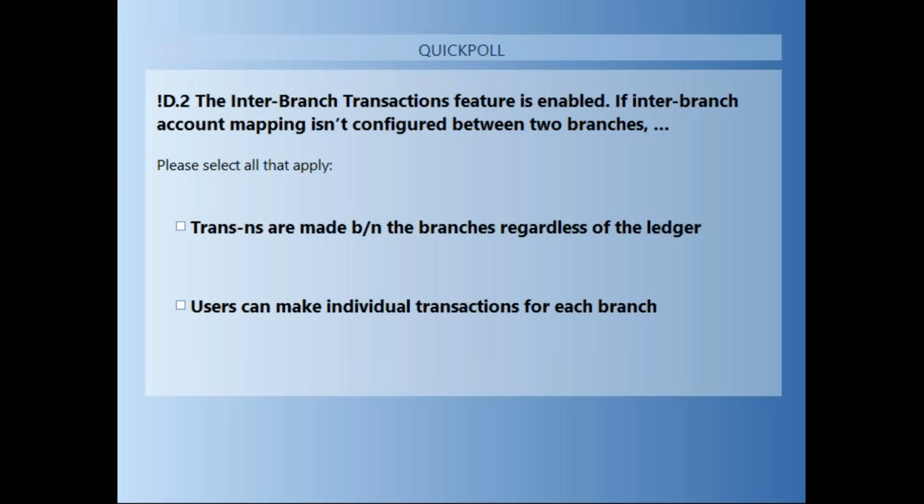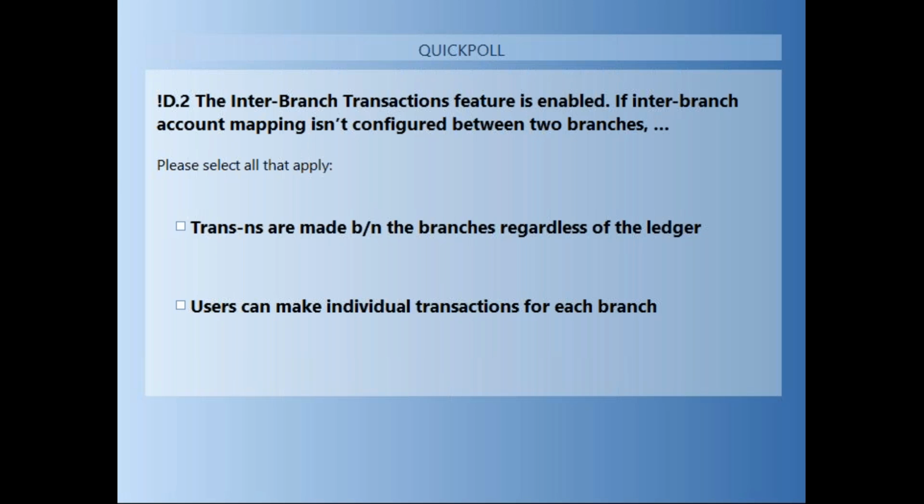The interbranch transaction feature is enabled if interbranch account mapping isn't configured between two branches. Select all correct variants. So if the interbranch transaction feature is enabled, so basically we have that enabled, and interbranch account mapping isn't configured between two branches, then let's select which users cannot make transactions between the branches that post to different actual ledgers.